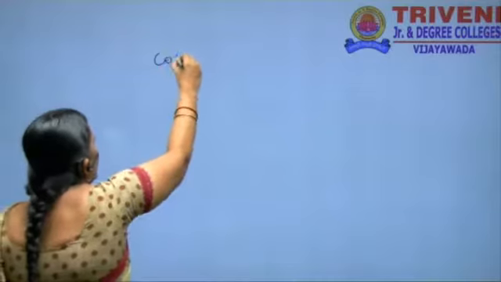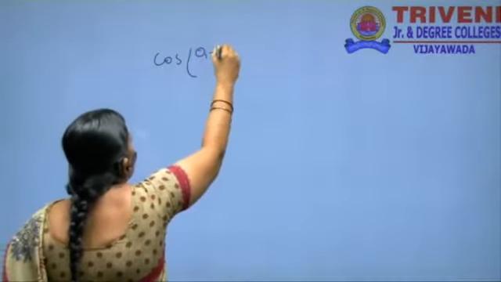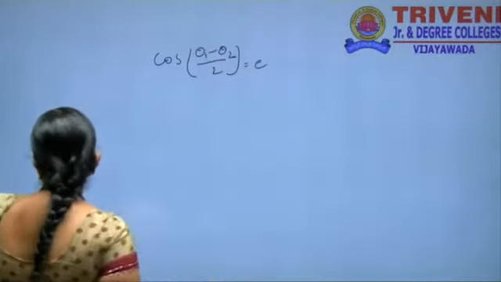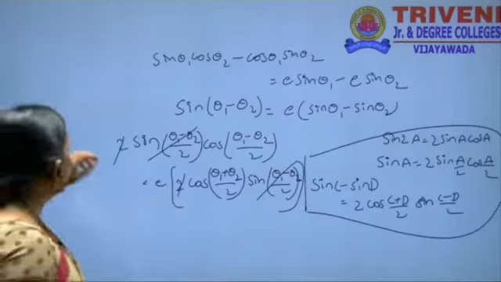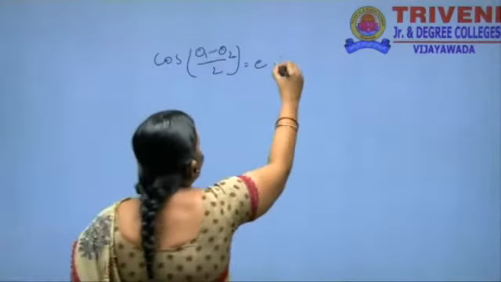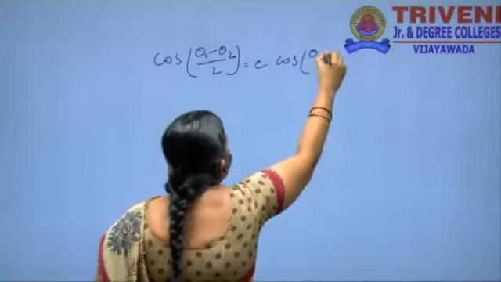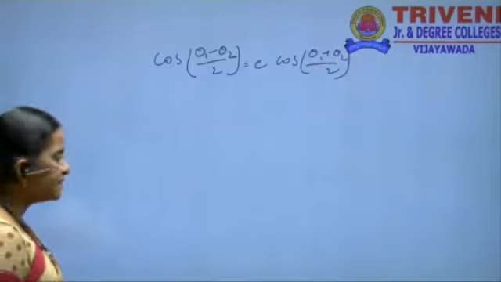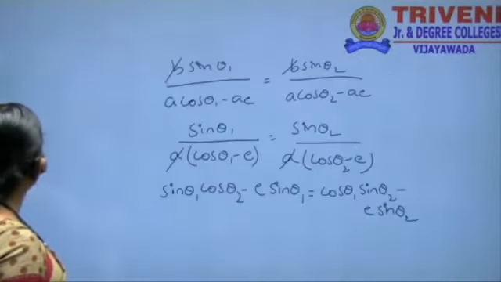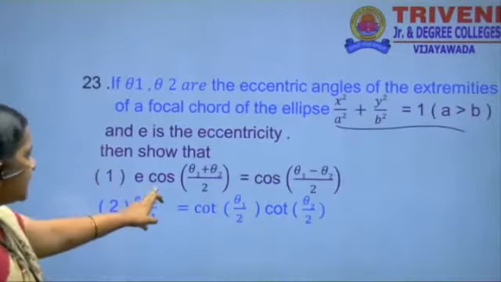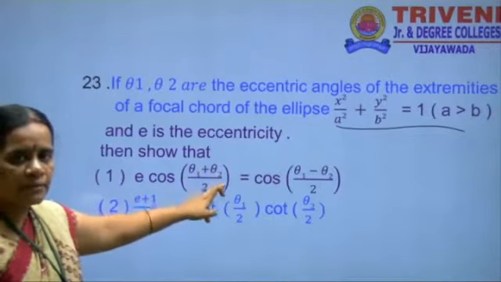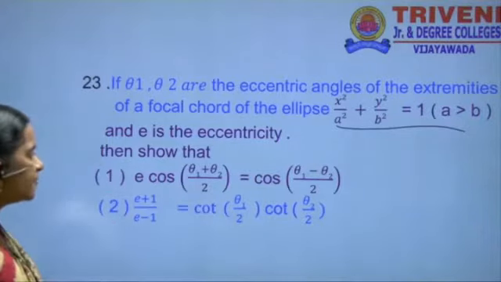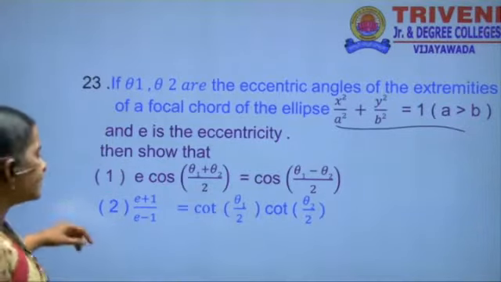The answer is cos of theta 1 minus theta 2 by 2 is equal to E into cos of theta 1 plus theta 2 by 2. This is the first bit, that is what they have given. The first one is E cos of theta 1 plus theta 2 by 2 is equal to cos of theta 1 minus theta 2 by 2. And then next we are doing the second bit.